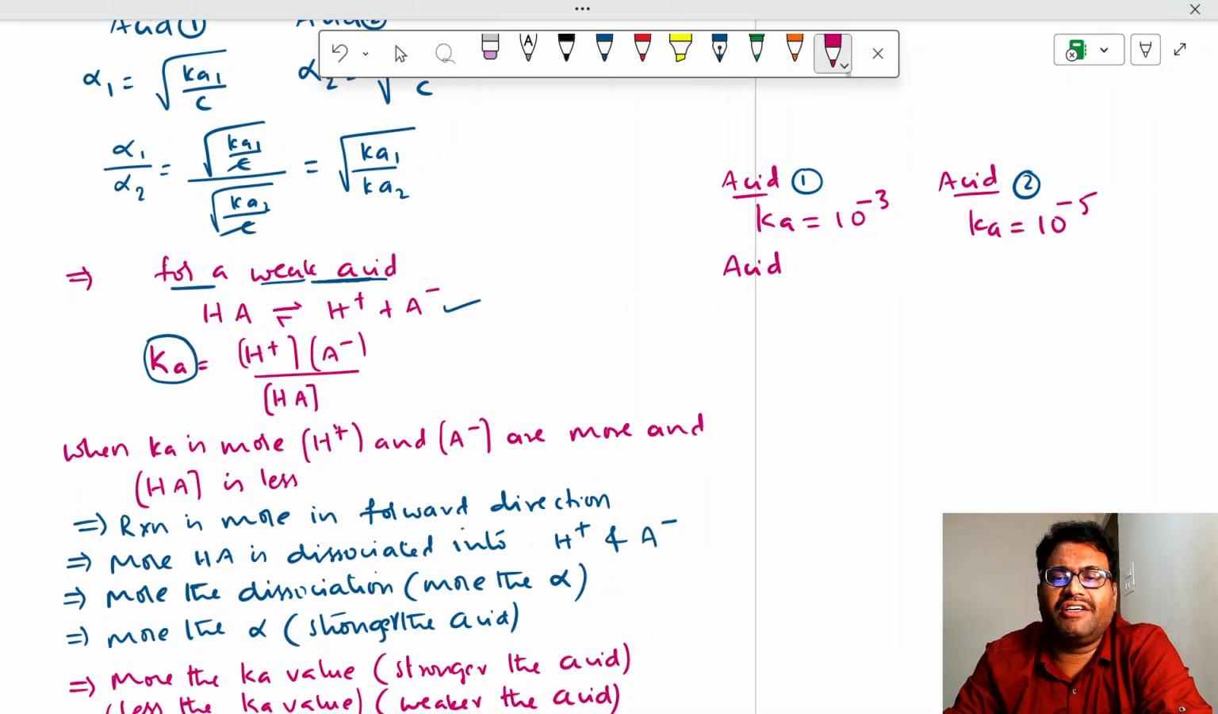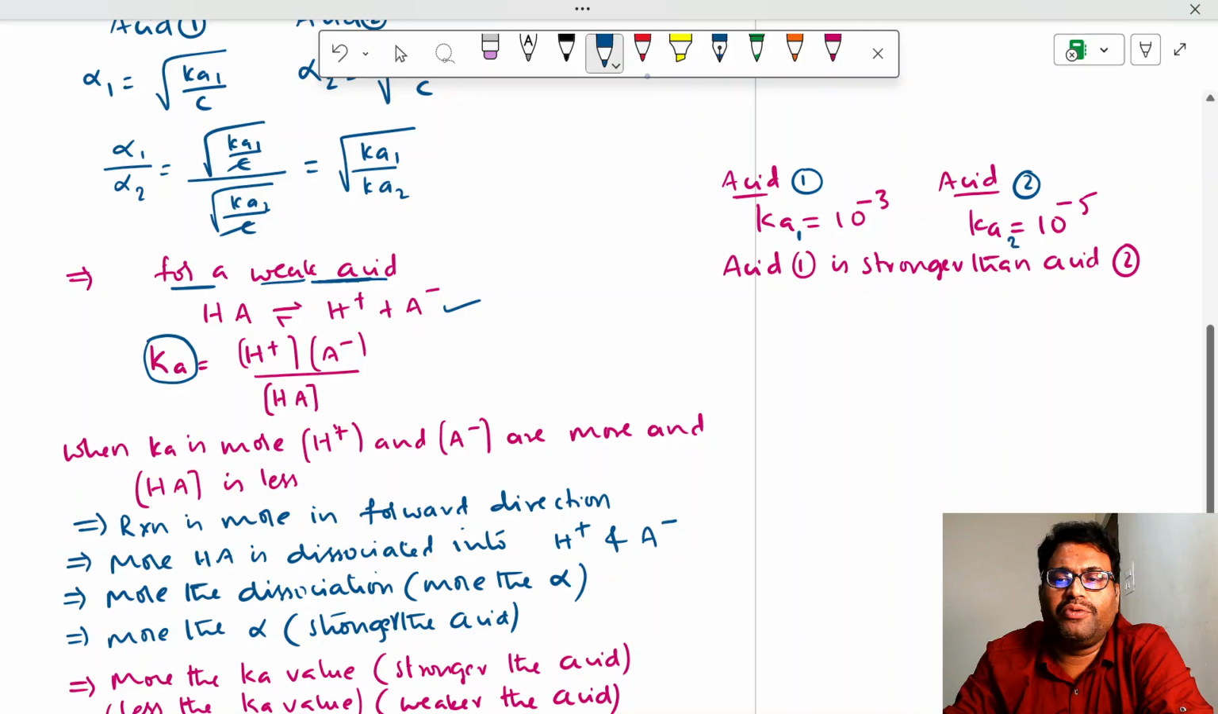Now, acid 1 is stronger than acid 2. Right? Why? Because acid 1 has Ka 10 power minus 3. Acid 2 has Ka 10 power minus 5. Which is greater? 10 power minus 3 is greater than 10 power minus 5. So I can write Ka1, Ka2. We know that Ka1 is greater than Ka2.